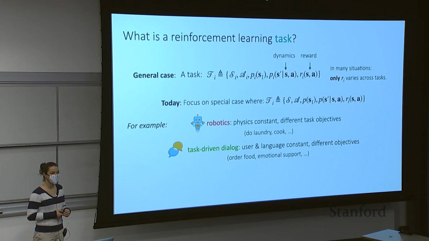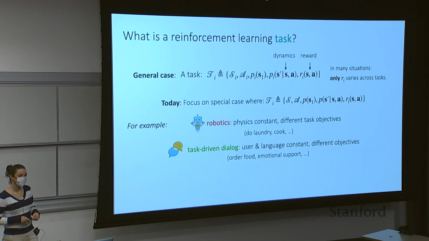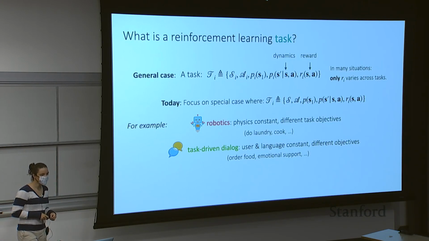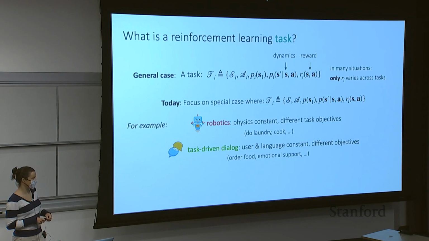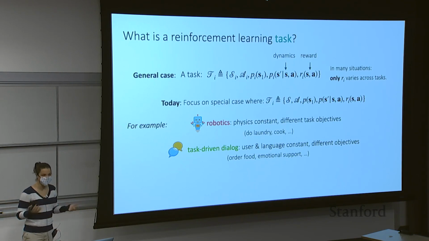Yeah. What if we have two different robots? Then that would not be the case, right? Yeah, so if your different tasks correspond to different robots, if those robots have different embodiments or something like that, then these things would vary across tasks, yeah.